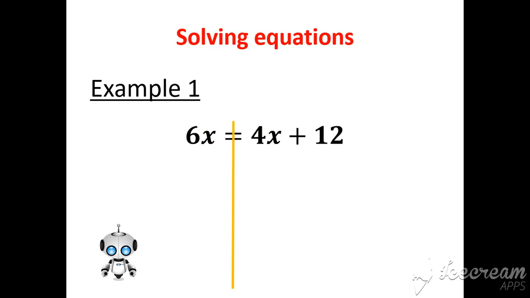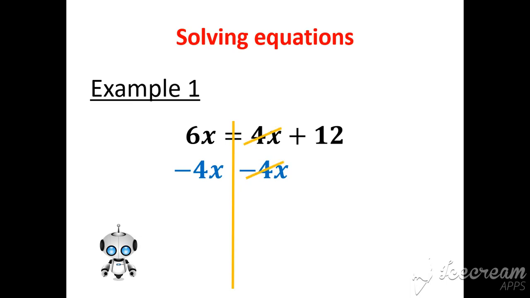So here's what we're going to do here. See these 4x's on the right hand side? We've got 4x's sitting there. How do we get rid of 4x's? Well, we're just going to take away 4x's. So to get rid of 4x's on the right hand side, I just take away 4x's. But if I take away 4x's on the right hand side, I've got to take away 4x's on the left hand side.